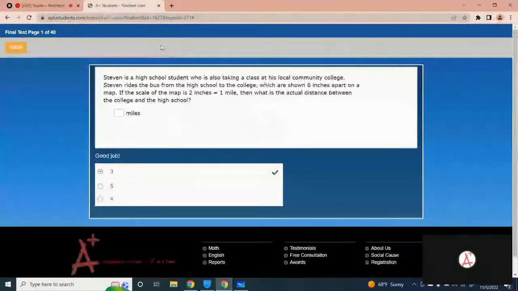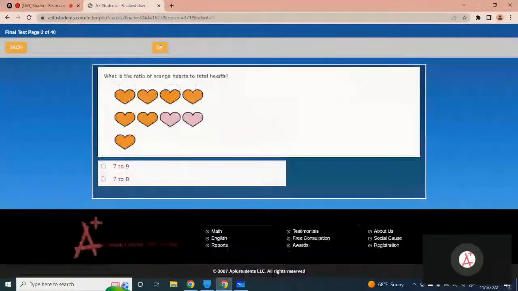Okay, the next one is, what is the ratio of the orange hearts to the total hearts? So how many orange hearts do you have? 1, 2, 3, 4, 5, 6, 7. So you have 7 orange hearts. Got it?